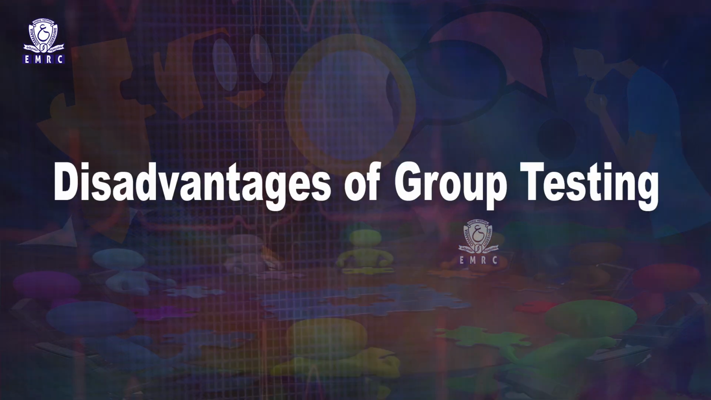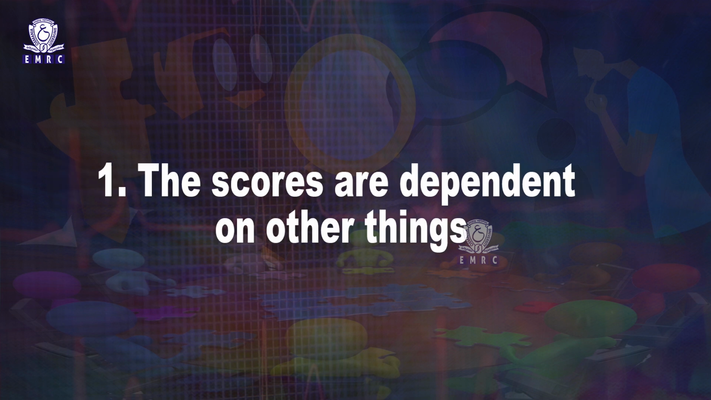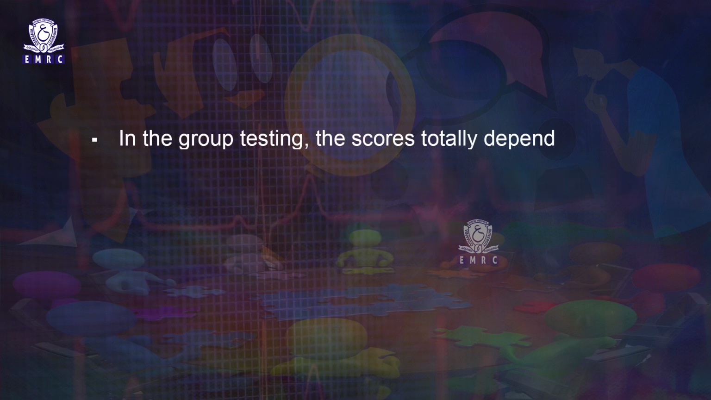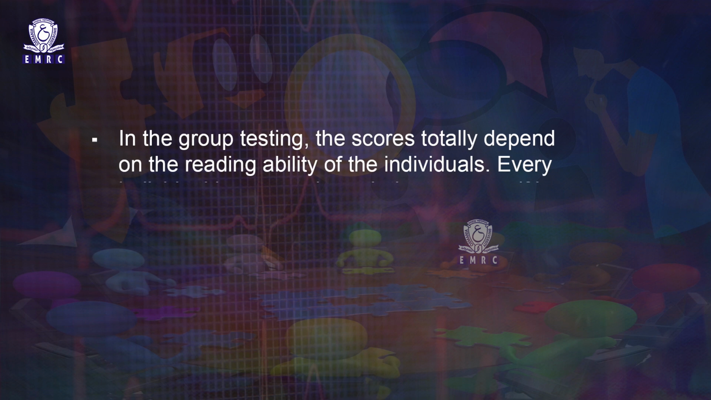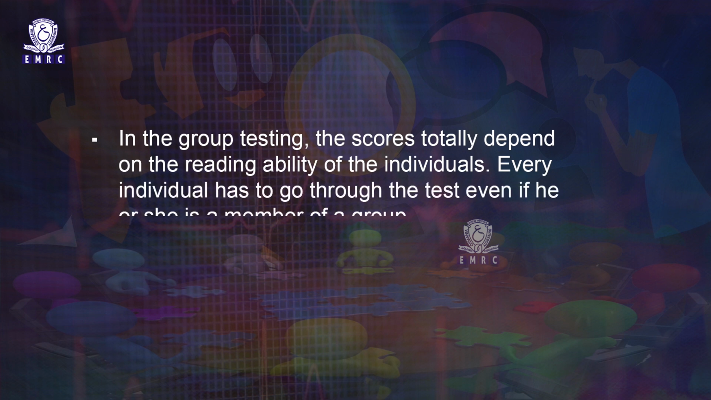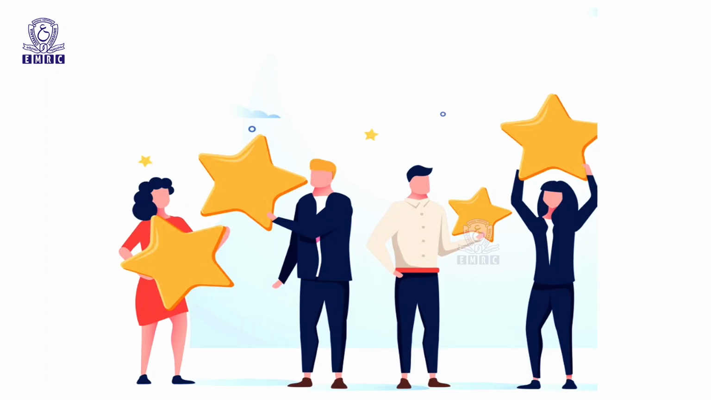Now let us look at some of the disadvantages of group testing. The scores are dependent on other things. In group testing, the scores totally depend on the reading ability of the individuals. Every individual has to go through the test even if he or she is a member of a group. So, the scores are highly dependent on other factors like the reading ability and so on.